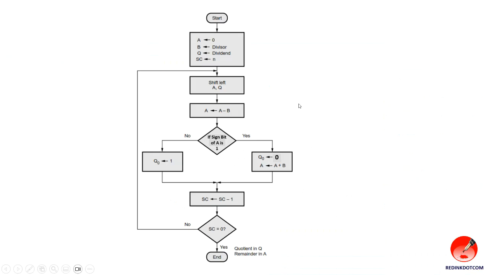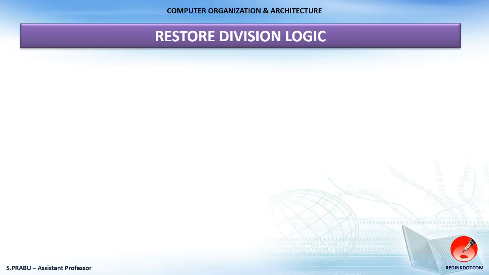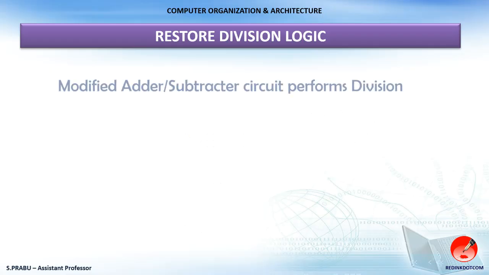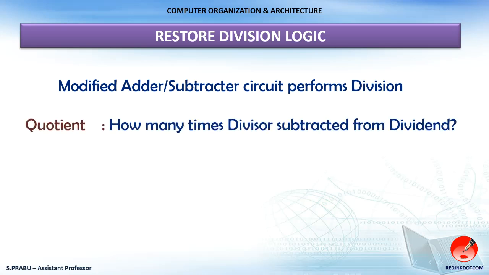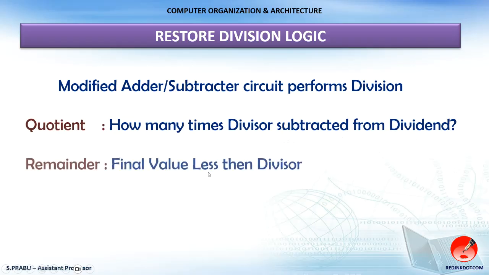This is the algorithm followed to achieve the restore division. Before this algorithm, I want to explain one simple logic of division operation. This restore division operation is nothing but some modification in the adder and subtractor circuit, in which quotient can be calculated by how many times the divisor is subtracted from the dividend, and the remainder can be calculated by the final value that is less than the divisor.